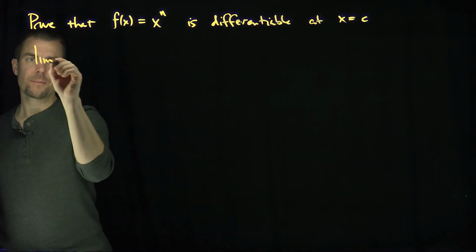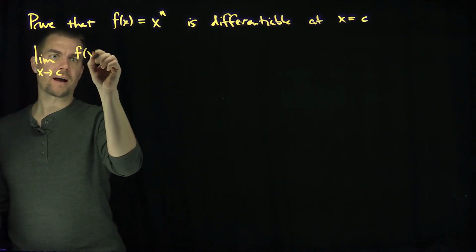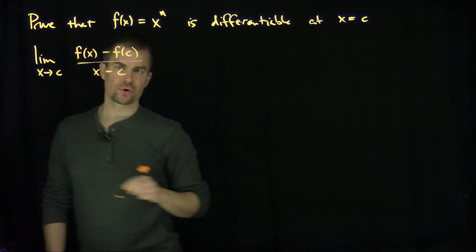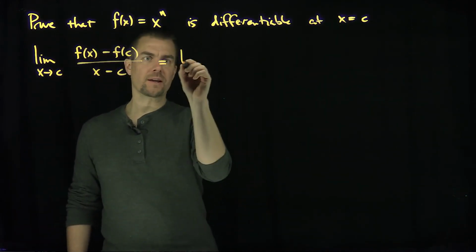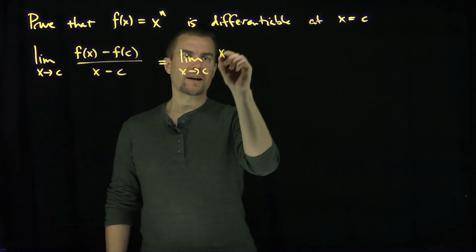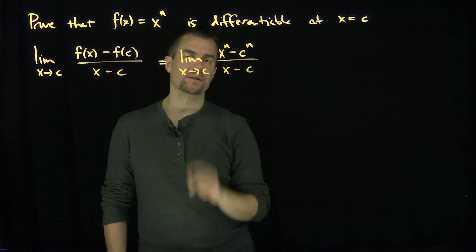So we're going to consider the limit as x approaches c of my function f of x minus f of c over x minus c. That's my difference quotient. This is exactly equal to what? Plugging in x to the n and c to the n, we have the limit as x approaches c of x to the n minus c to the n over x minus c.